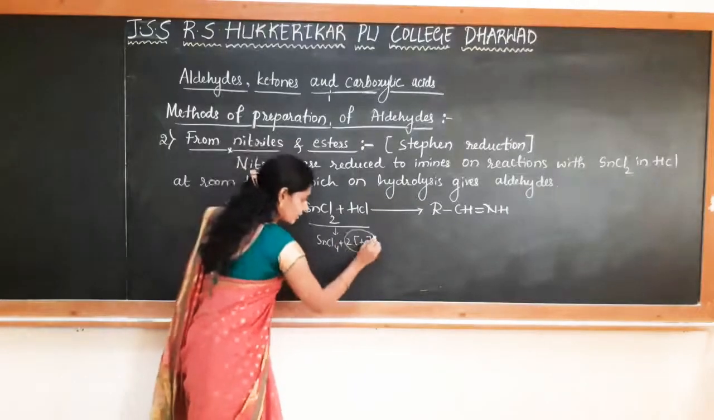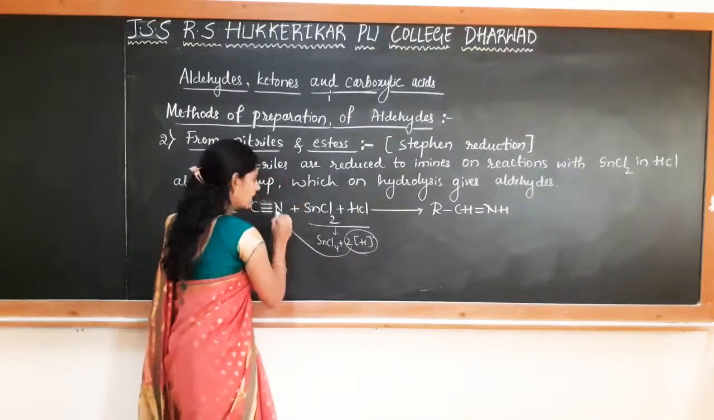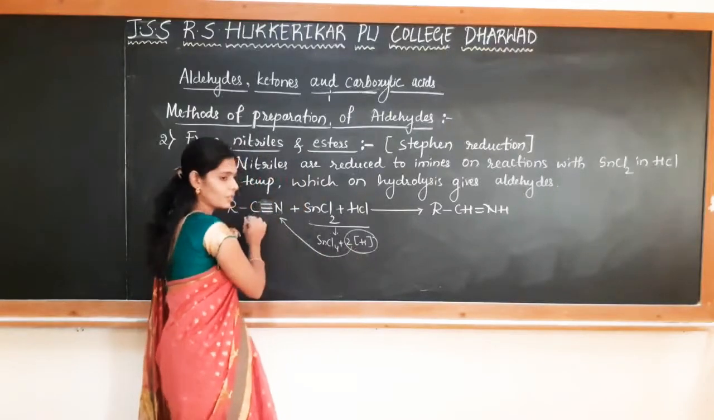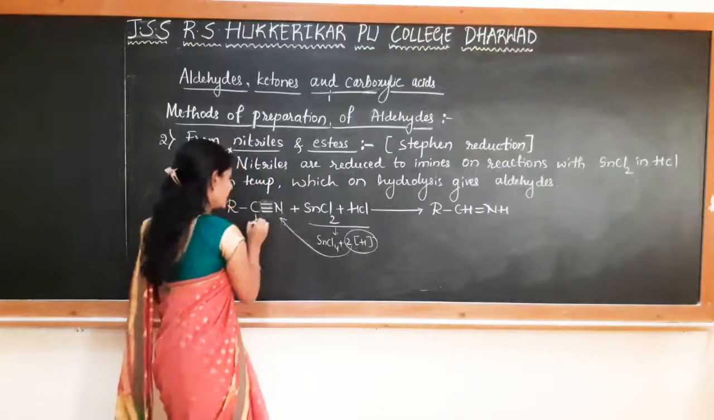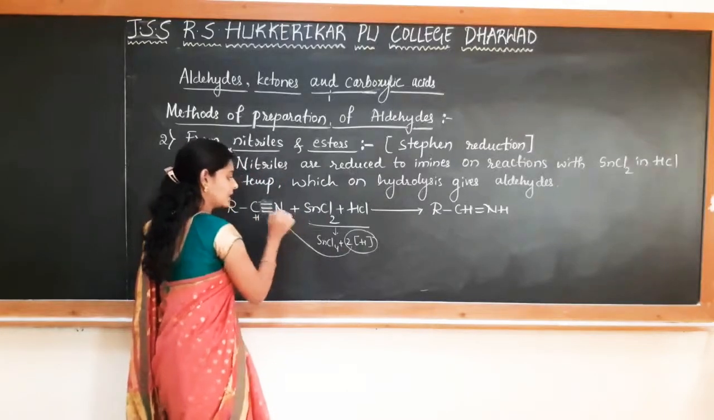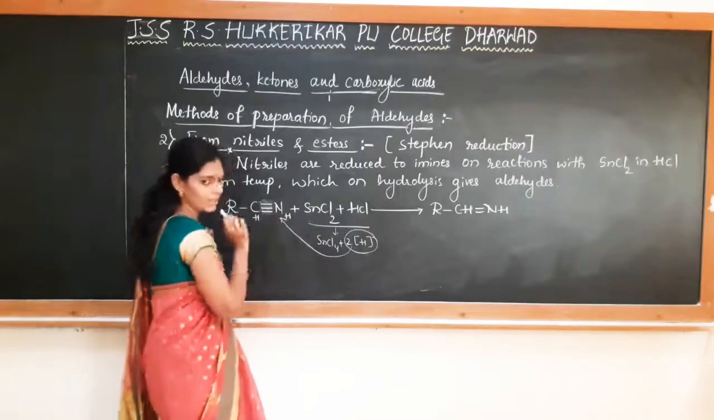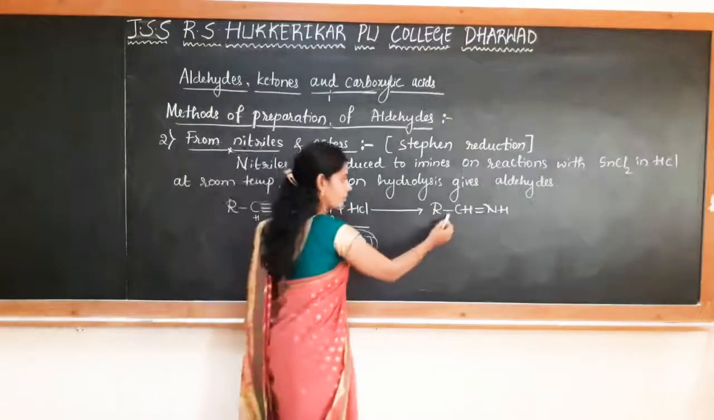So these hydrogens are acting as a reducing agent. This helps in the reduction of nitrile. One hydrogen attaches here, another hydrogen attaches here. So the triple bond is converted to a double bond, and there is a formation of imine.